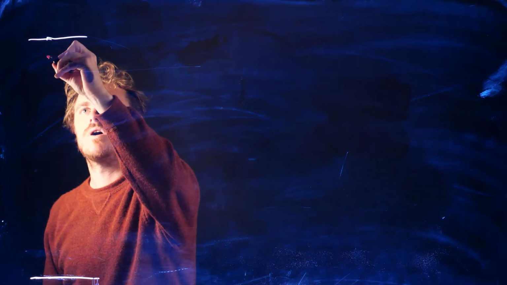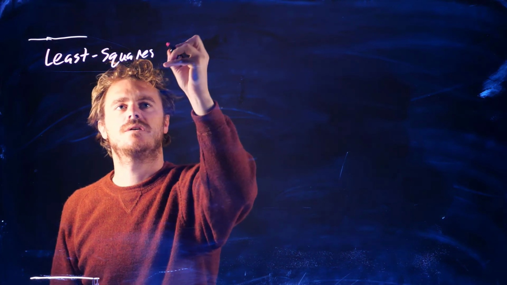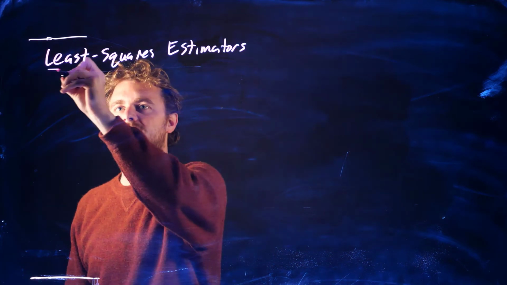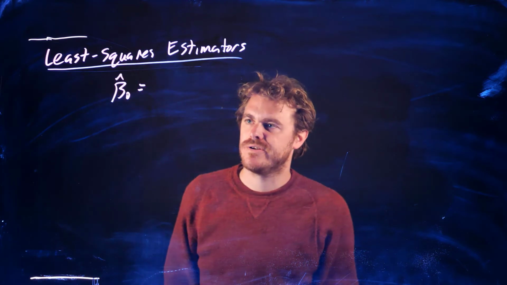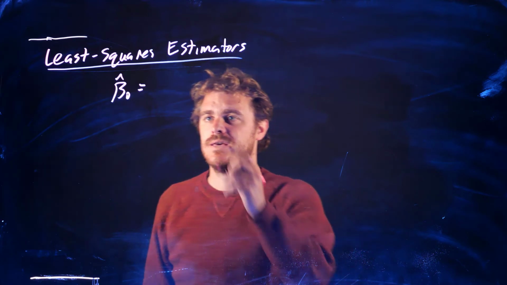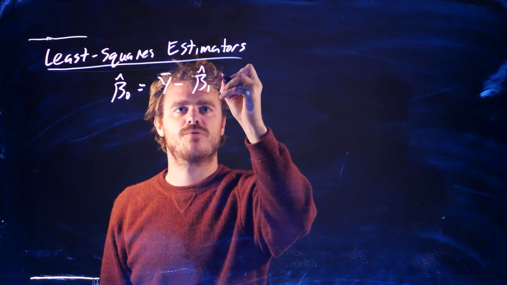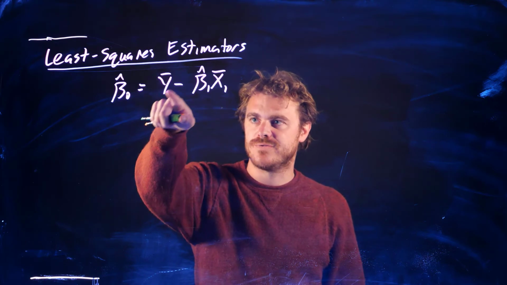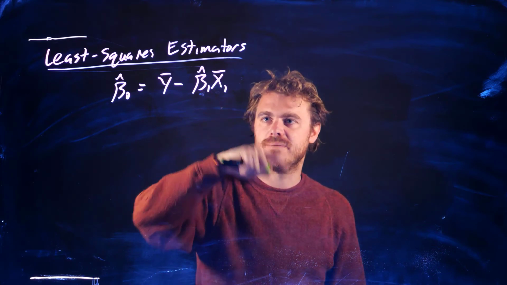Alright, so now we've solved for our least squares estimators for simple regression. We have beta hat 0, so our estimator for the intercept for the regression is going to be the sample mean of y minus the slope parameter times the sample average for x1. So the sample average for y minus whatever this estimator is, which we're going to write down below, times the sample average for x1.